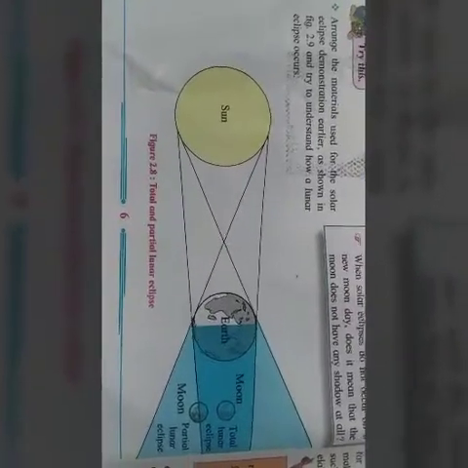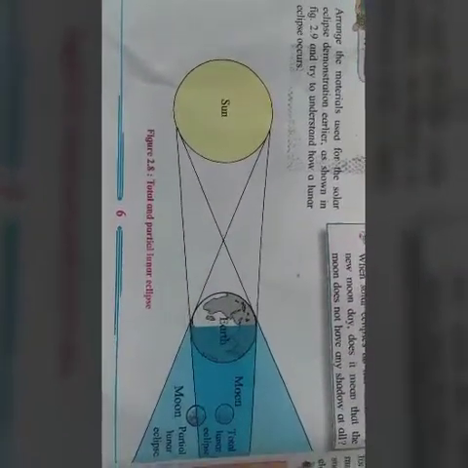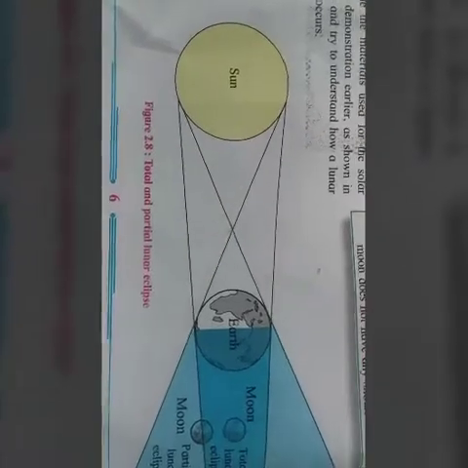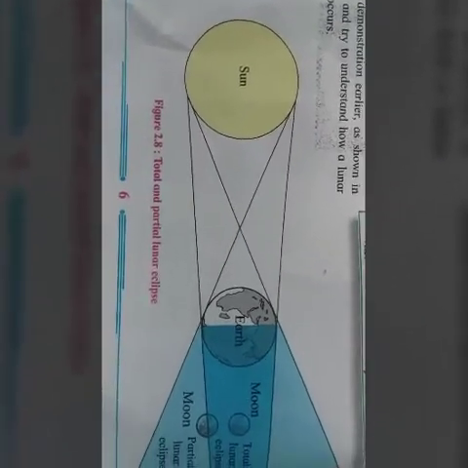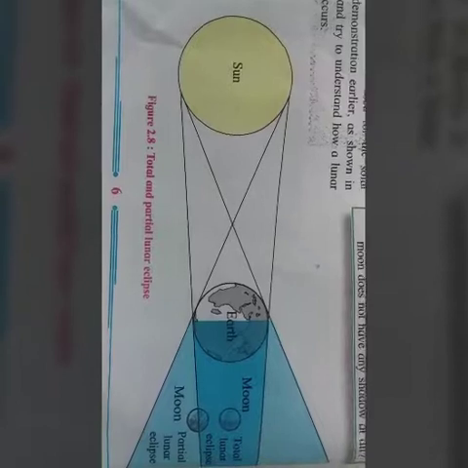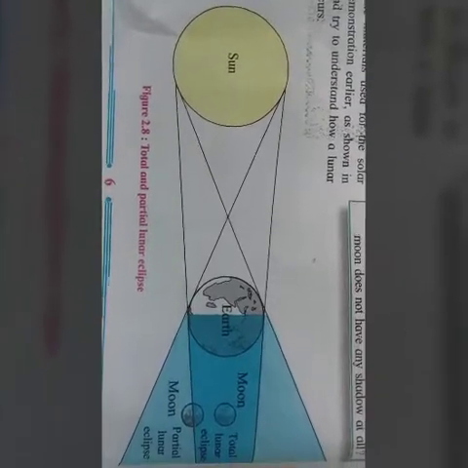Hello students, previously we have learned about different types of solar eclipses. How a total solar eclipse and a partial solar eclipse take place, we have seen that part. Today we are going to learn about different types of lunar eclipses. We will see. And now take out your textbooks and turn to page number 6, figure number 2.8. It is about total and partial lunar eclipses.